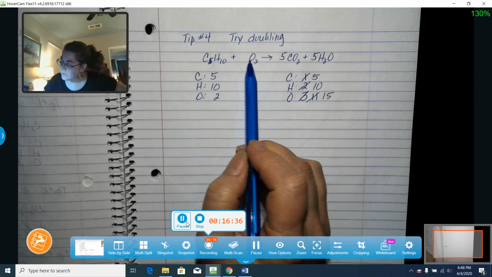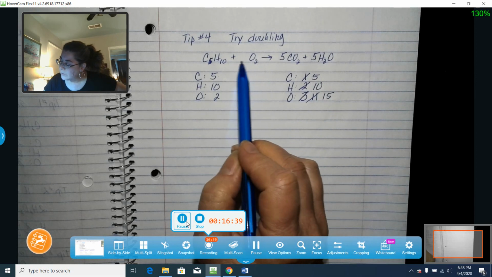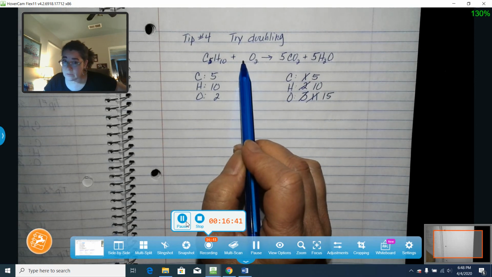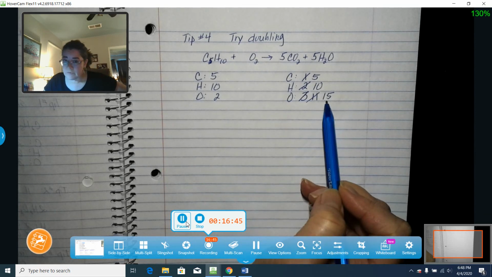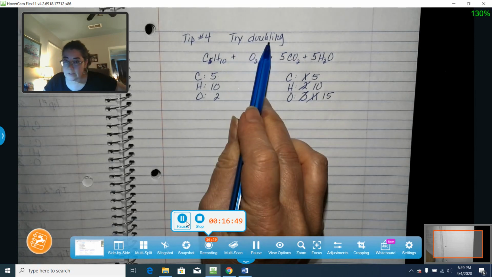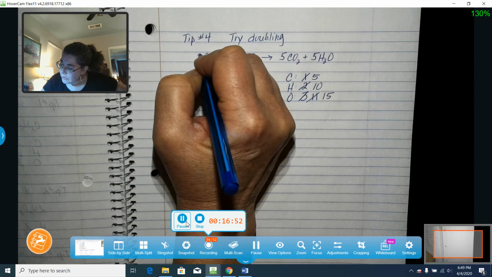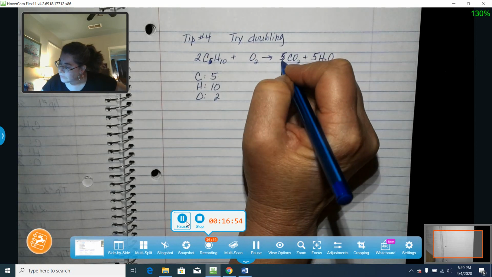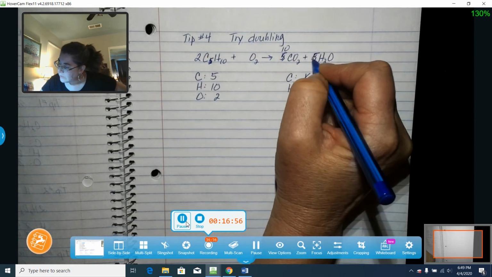The problem is, it doesn't matter what coefficient I put here, it's always going to give me an even number. But I need to make 15. There's no way I can do that. So, try doubling. So I'm going to put a 2 here, double that. I'm going to double this, make it a 10. Double this, make it a 10.